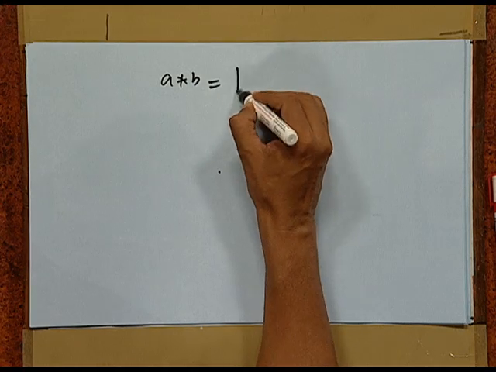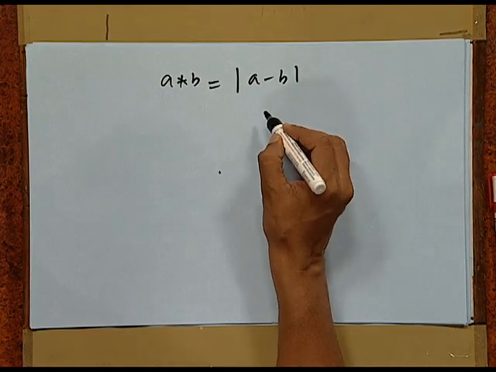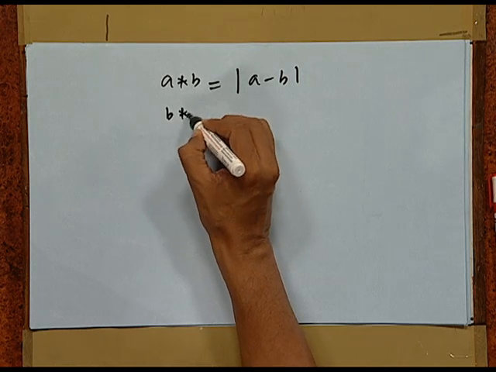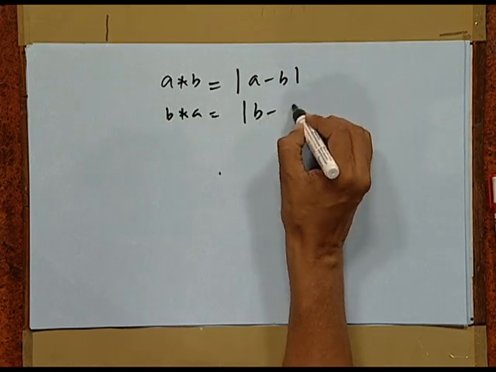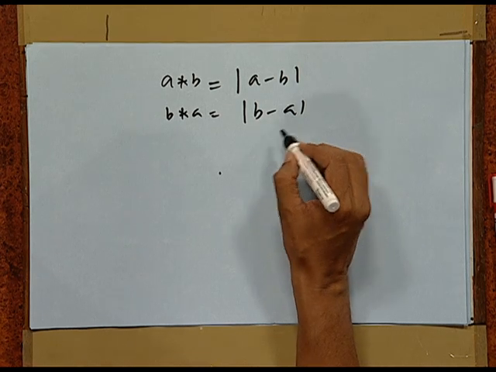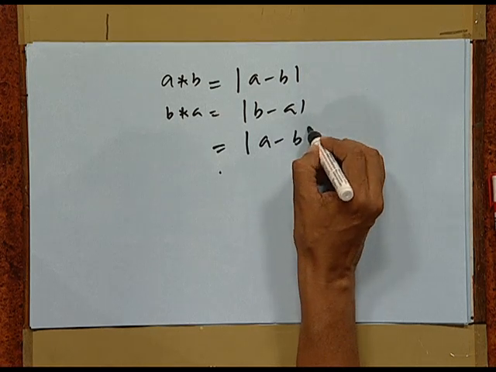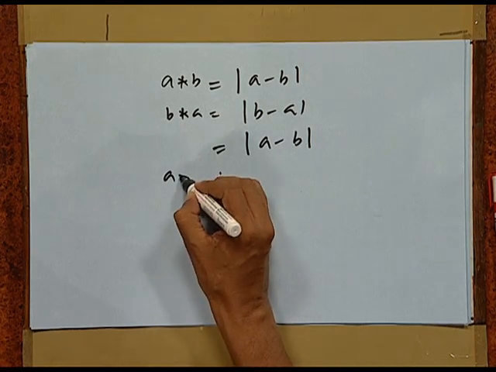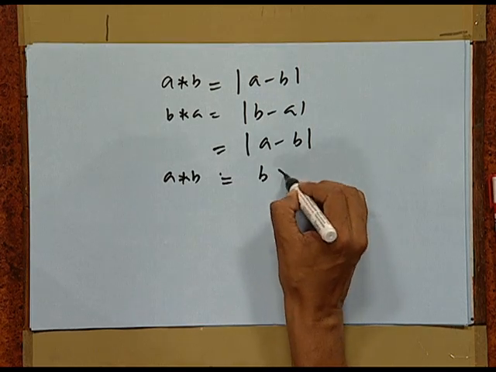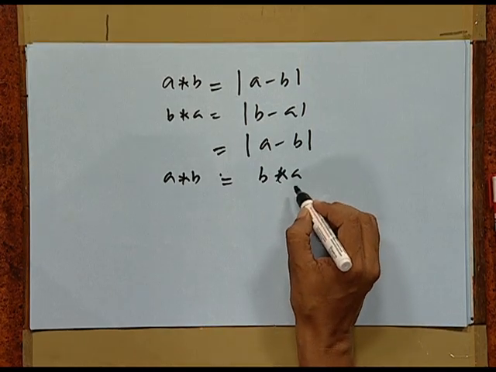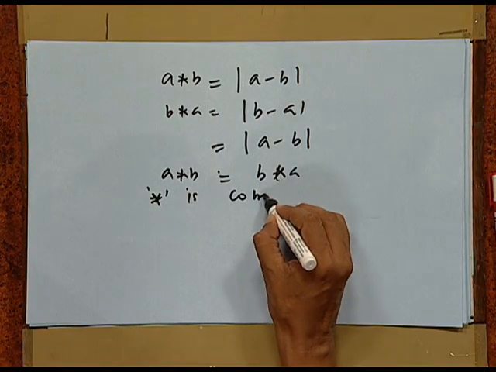First of all, we have to show that star is commutative. For this, we have A star B is equal to mod A minus B, while B star A is mod B minus A. But since the mod operation is symmetrical, this is equal to mod A minus B. Thus, A star B is equal to B star A. This implies star is commutative.